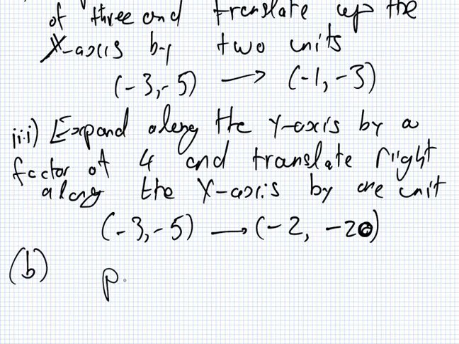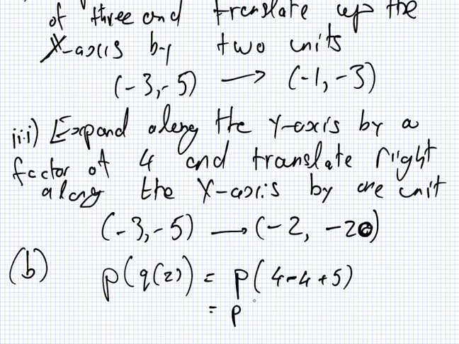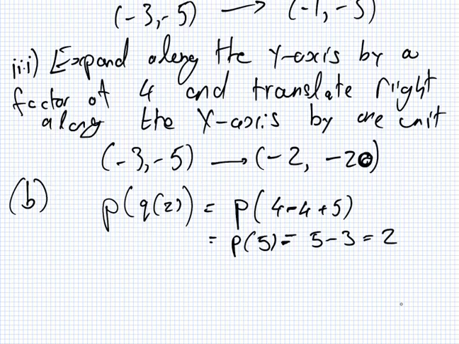They give you P(x) and they give you Q(x) and they want P of Q of 2. So first we put 2 into the Q. So that would be, let me see, 4 minus 4 plus 5. So that would be P of 5, which would be 5 minus 3. So I get 2 as the answer for that one.